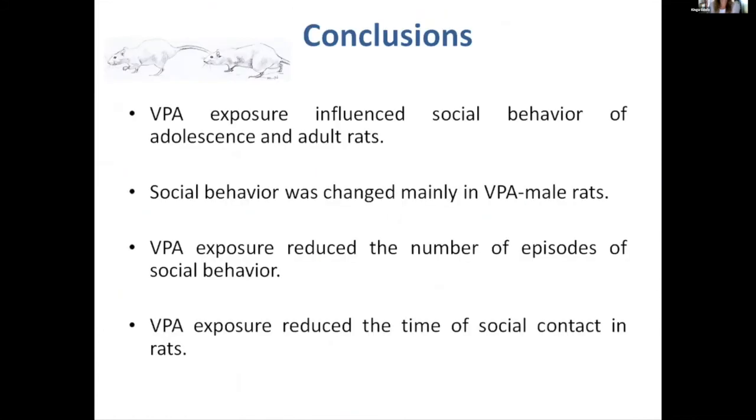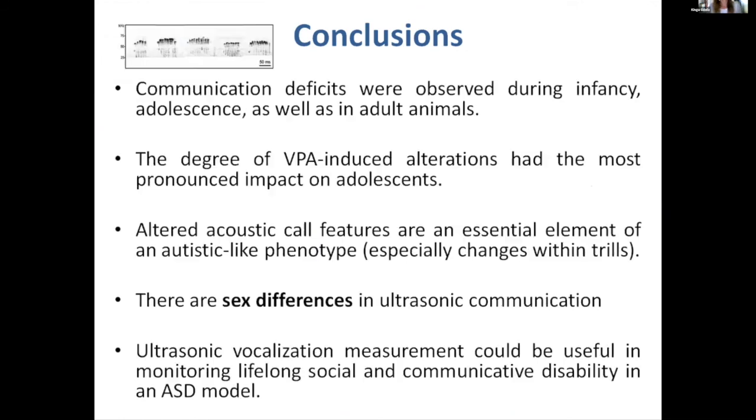In conclusion, VPA exposure influenced social behavior of adolescent and adult rats, but the social behavior was changed mainly in VPA male rats. VPA exposition also leads to a reduced number of episodes of social behavior and reduced time spent in social contact. Moreover, communication deficits were observed during infancy, adolescence, as well as in adult animals, and the degree of VPA-induced alteration had the most pronounced impact on juvenile rats.